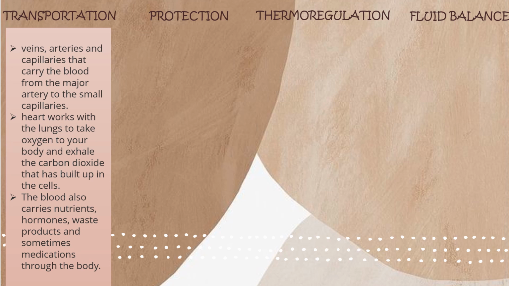The veins, arteries, and capillaries carry the blood from the major arteries to the small capillaries. The heart works with the lungs to take oxygen to your body and exhale the carbon dioxide that has built up in the cells. The blood also carries nutrients, hormones, waste products, and sometimes medication through the body.